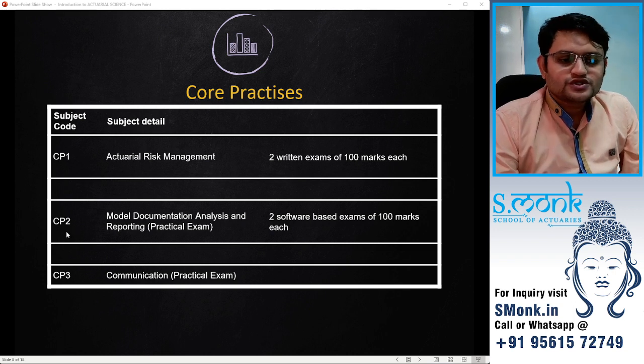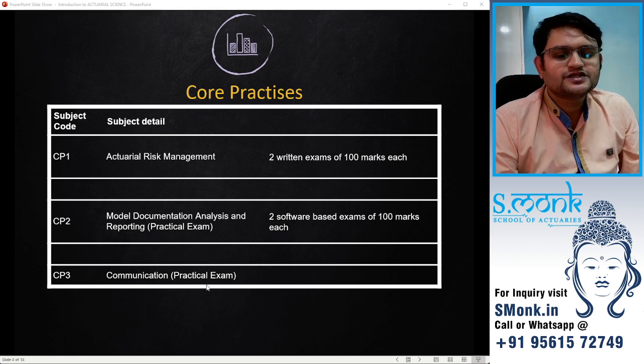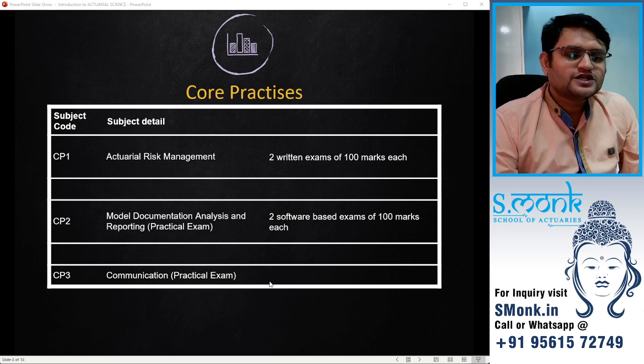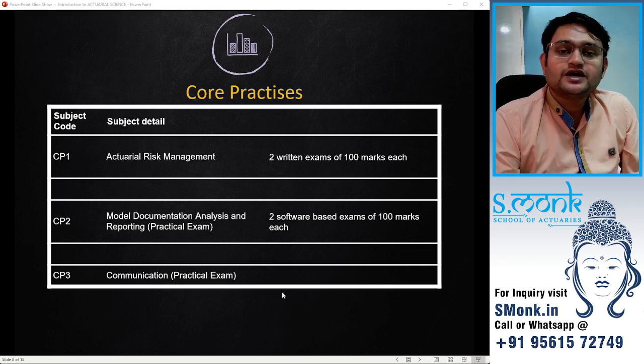Okay, so CP2, 2 software based examinations of 100 marks each. And then CP3 is again practical exam, communication. It is very simple examination. So these are the 10 papers, after which you will get associate actuary degree.